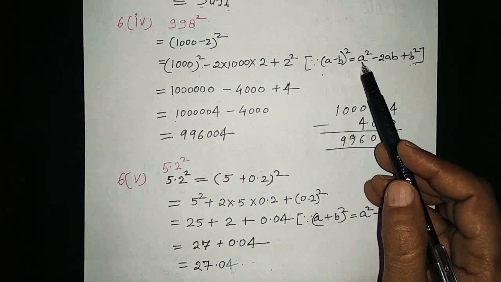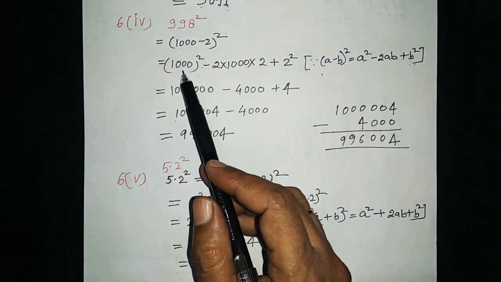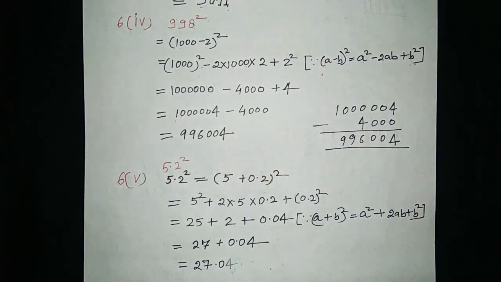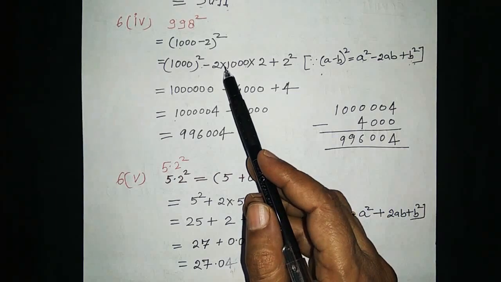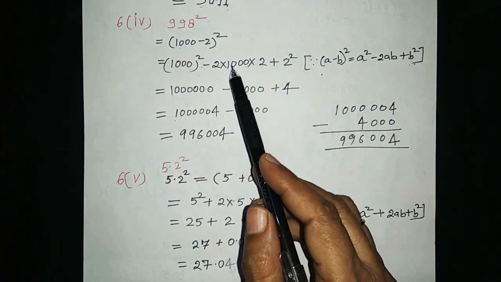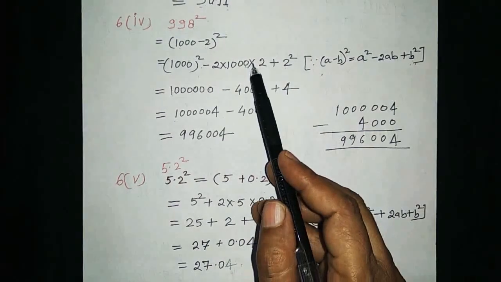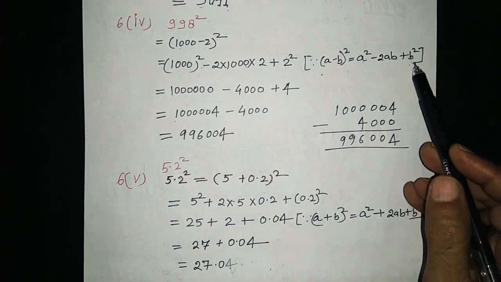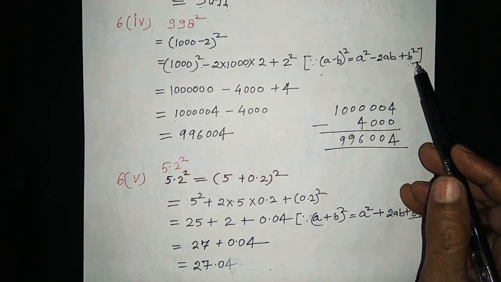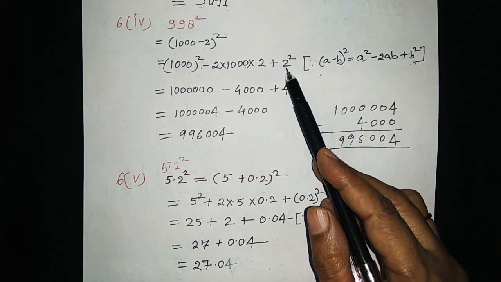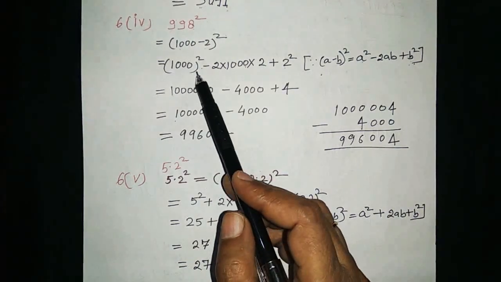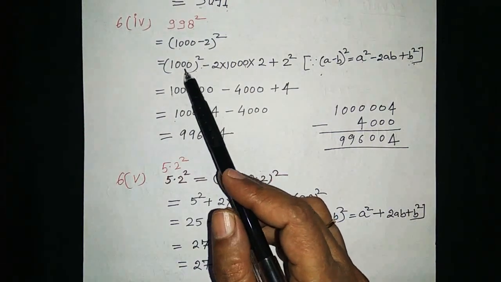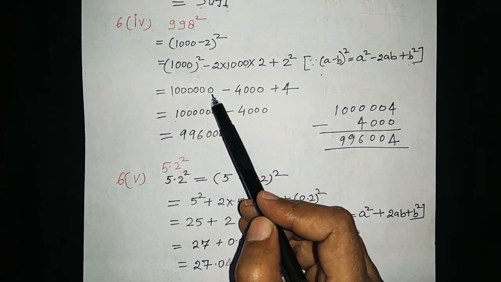Okay. Now for this A we will write here 1000 and then we will put square. Then minus sign, we will write 2 into here, for A 1000 we will write and for B we will write 2. Now for this B square, first B we will write here, B is 2 and then we will do its square. Now 1000 square. 1000 square means 1 1s are 1 and after 1 we will put 6 more zeros.